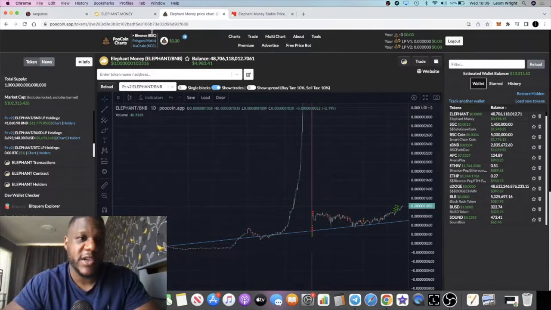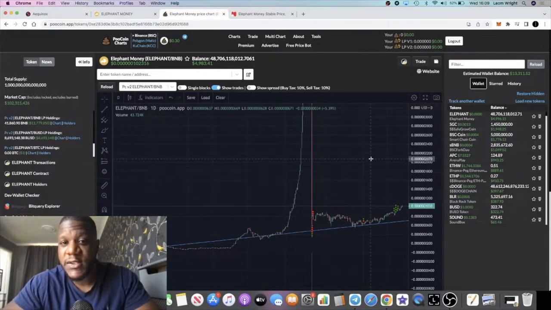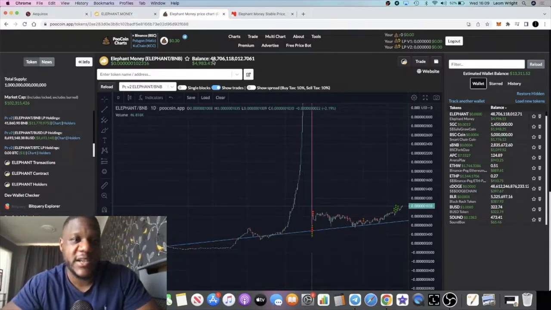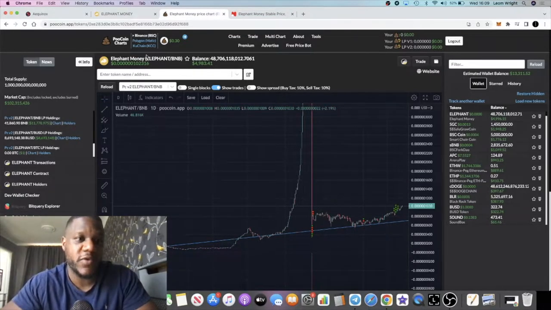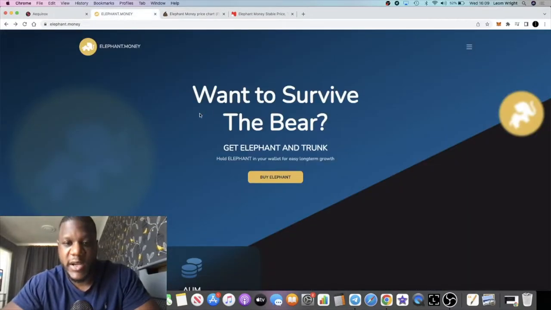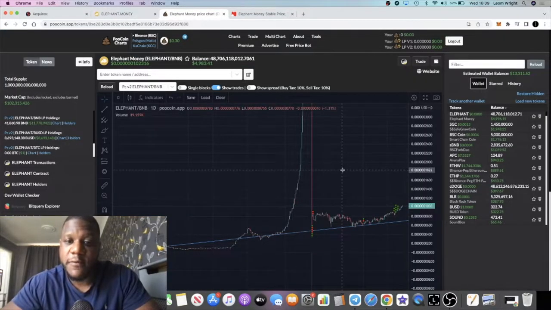That's why I say short term. If you wanted to trade it, it is dangerous ground because it's 10% in, 10% out, so you've got to take that into consideration. You are losing about 20%. If you're trying to swing trade, you can't day trade this token. Elephant Money was created by somebody called Bank Teller, who I believe is a trusted dev. At the end of the day, everything is risky.